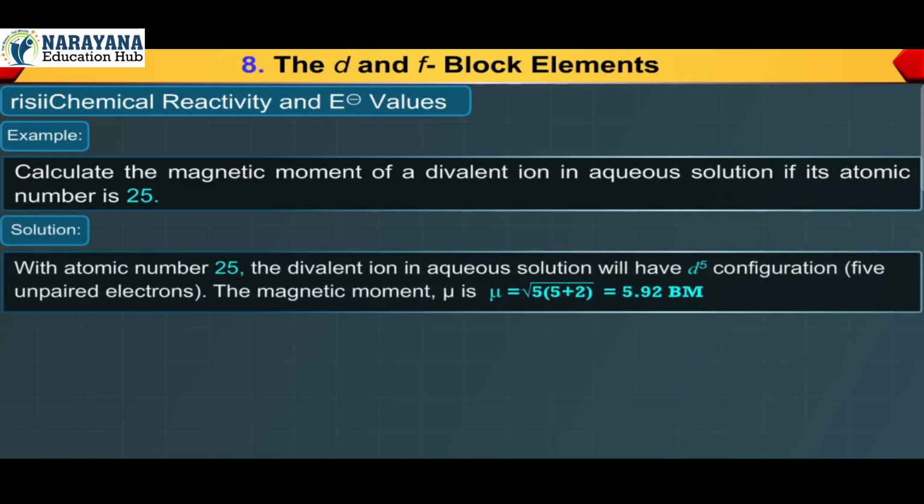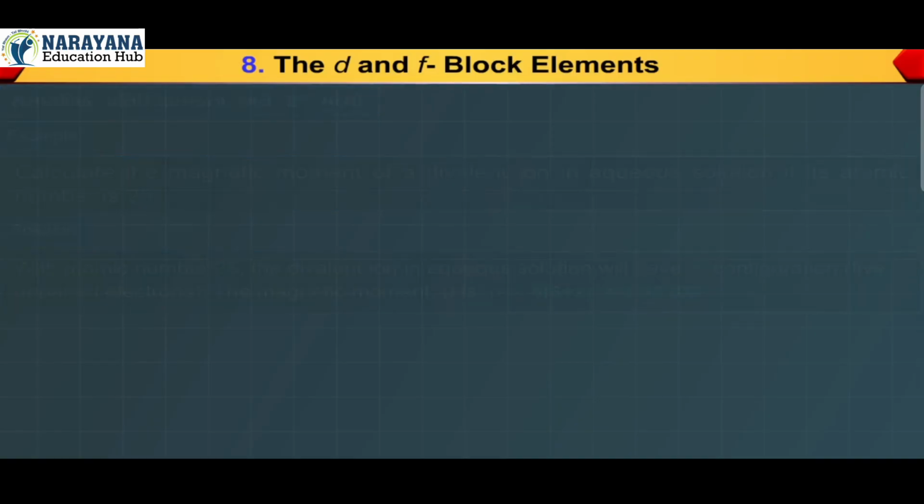Solution: with atomic number 25, the divalent ion in aqueous solution will have d5 configuration, that is 5 unpaired electrons. The magnetic moment mu is equal to √(5(5+2)) = 5.92 Bohr magneton.